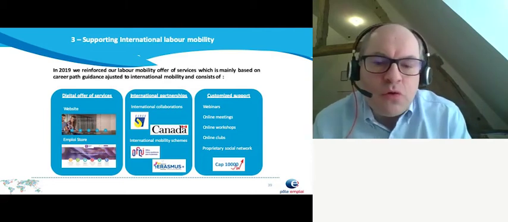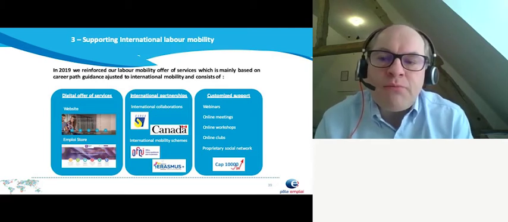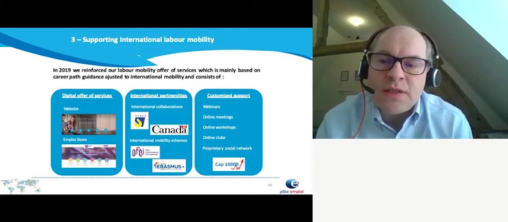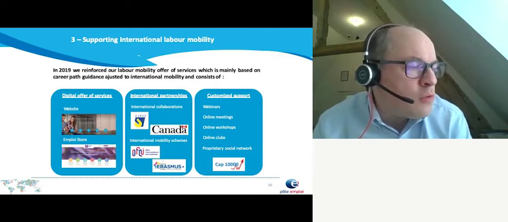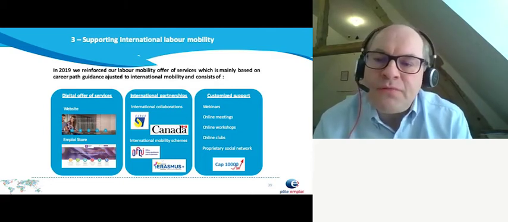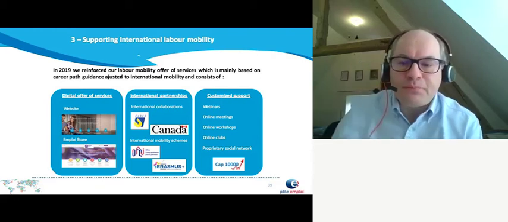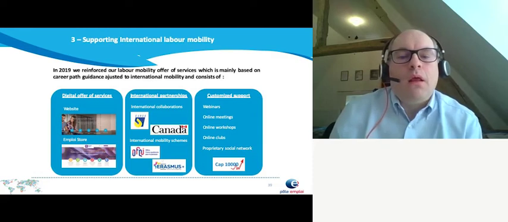Another important point, cap 10,000. That's a goal that we've set. If I look at our international labor mobility team, we're currently following about 7,000 job seekers, and we aim to follow up to 10,000 job seekers at once.